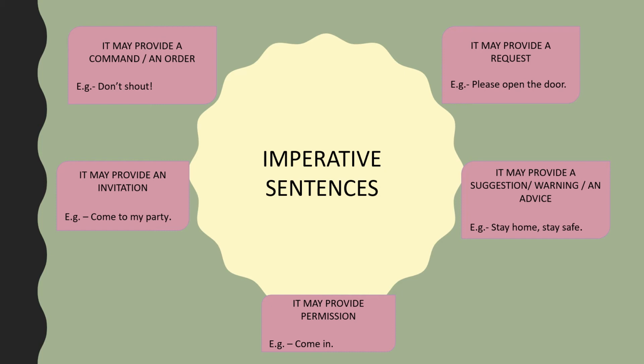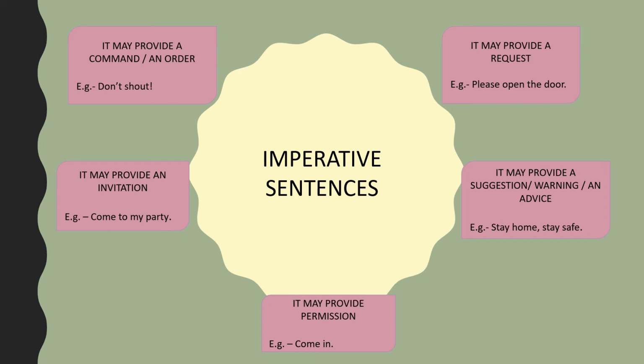Next, it may also provide a suggestion, warning, or advice. People are always there. The moment you tell them that I'm coughing, I'm sneezing, immediately they have lots of advice. Drink this, drink that. So many things, isn't it? All those are imperative sentences. The very corona slogan, stay home, stay safe, that's an imperative sentence. Did you know that? You were using it all the time, but you did not know that it is an imperative sentence. Now you know. Why? Because the verb does not show any tense, there is no subject, and it is giving advice. Are you clear, my dear students?